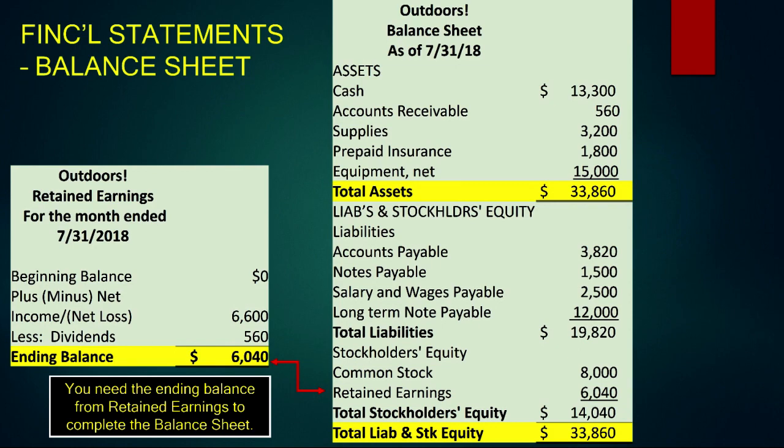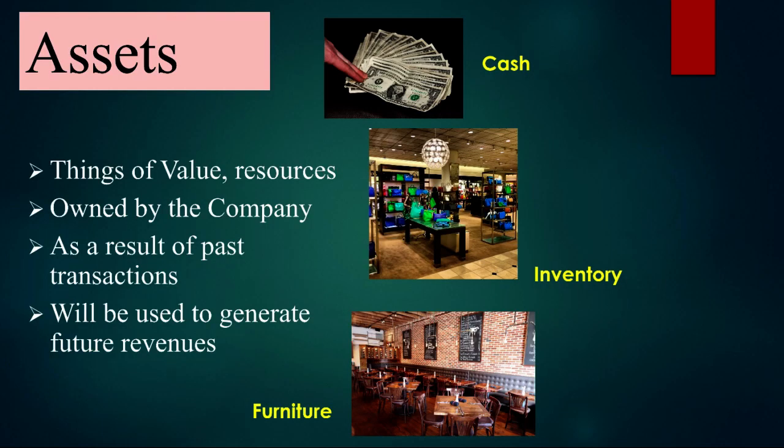Let's define each in more detail. What are assets? Assets are things of value, resources owned by the company as a result of a past transaction, and it will be used to create future revenue. So let's think about that. Things with a future value. For example, cash has a future value because it hasn't been spent yet.